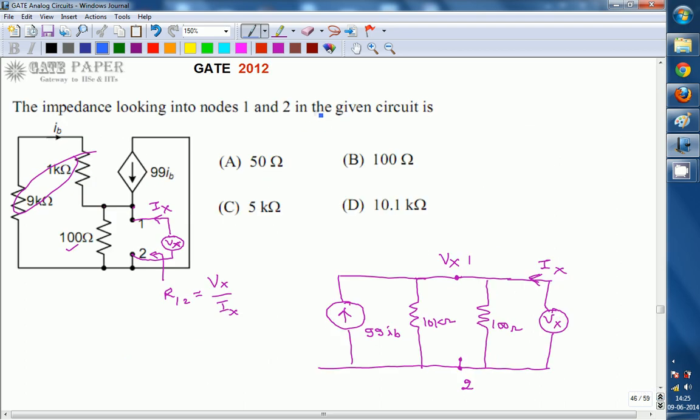So the right answer for this question is A. 50 ohms is the right answer.